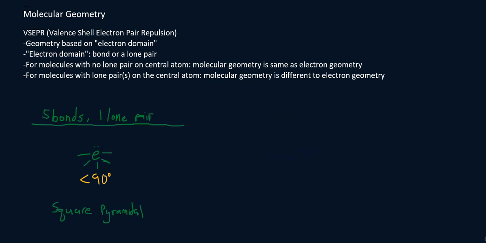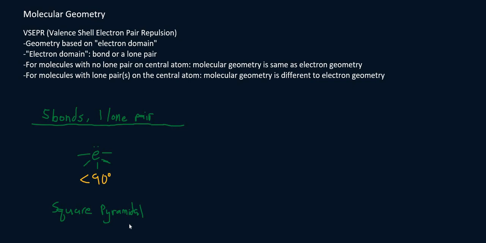And so last but not least, we have our final type of geometry. And that's going to be when we have 5 bonds but 1 lone pair on the central atom. And that's going to give us a total of 6 electron domains, which means our electron geometry is going to be octahedral. So we would expect 90 degrees for octahedral, but again, because of that lone pair distorting the bond angles, it's going to be less than 90 degrees. And the molecular geometry for this structure is called square pyramidal.